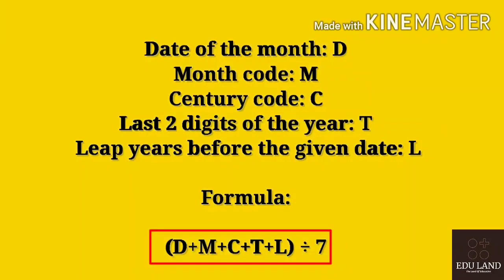So firstly we have the formula you can see here: d plus m plus c plus t plus l upon 7, where d stands for the date of the month, m stands for the month code, c stands for the century code, t stands for the last two digits of the year, l stands for the leap years completed before the given date. After this we will add up all these values and divide it by 7 because there are 7 days in a week, and the remainder which we will get at the last will be the answer.